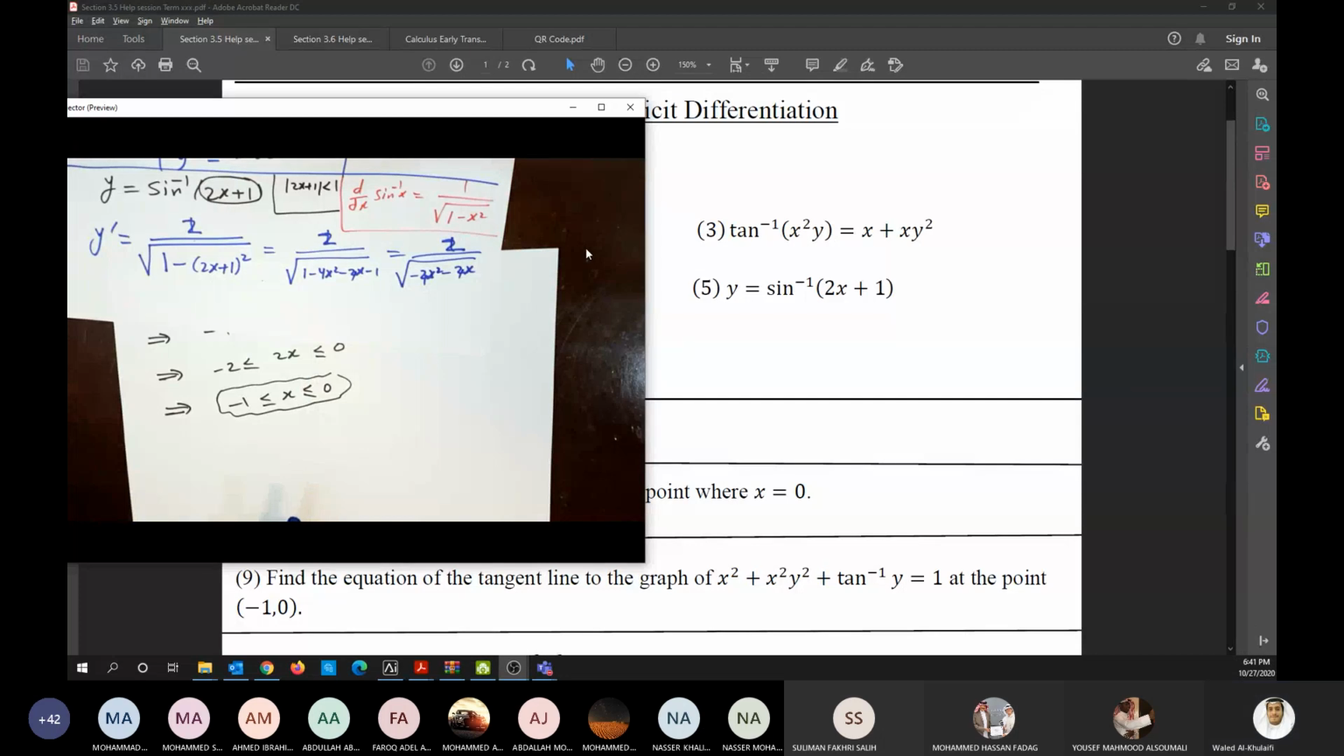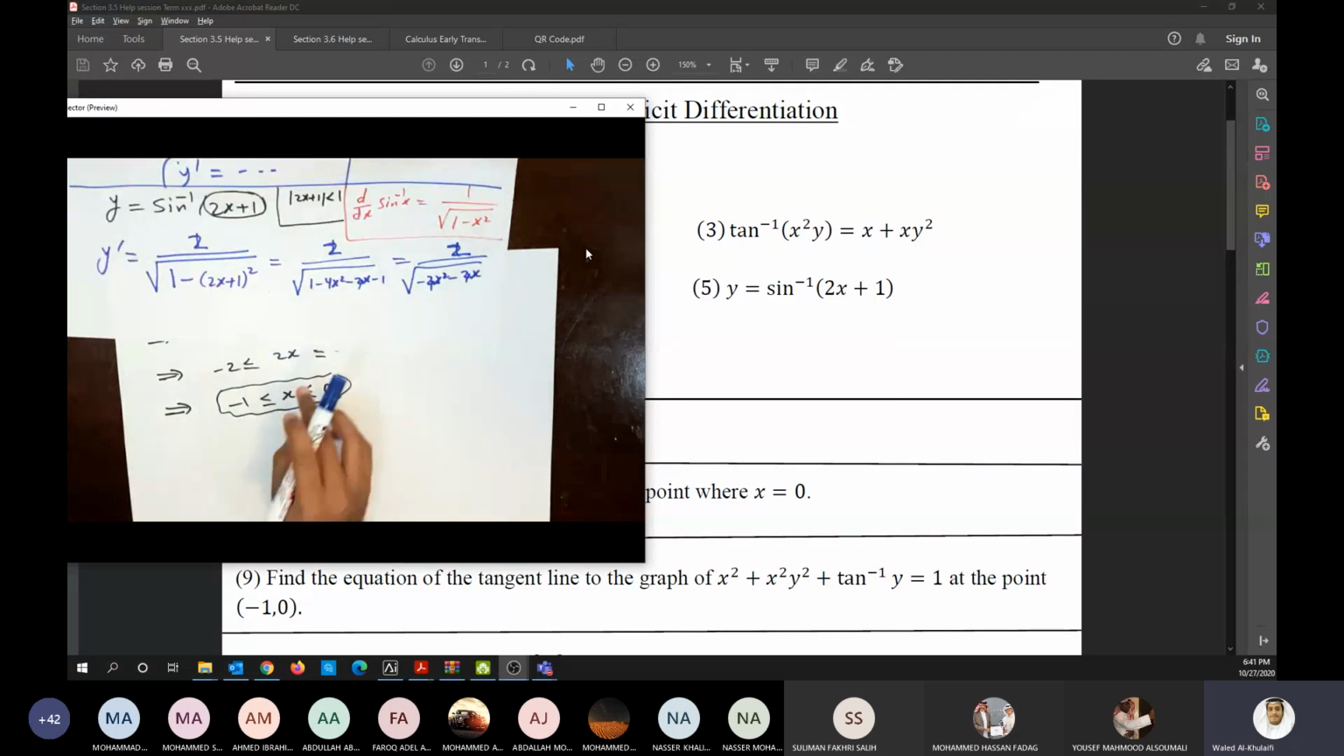Okay, guys. So we know that x is taken as a non-positive number, so we can do it here. Okay, guys. Any question?